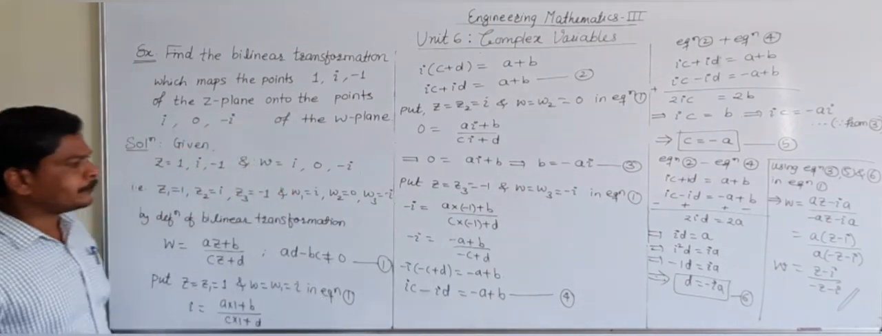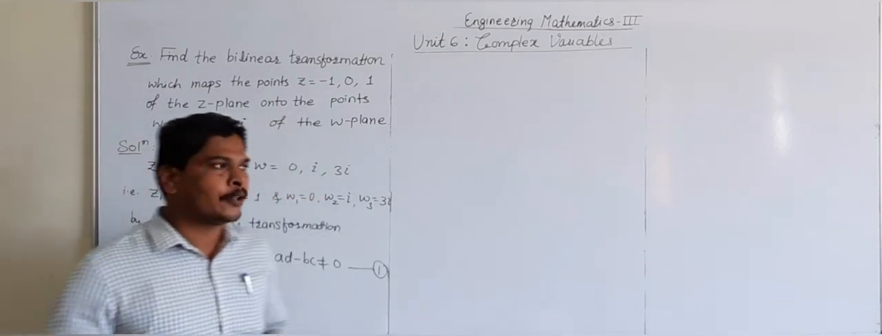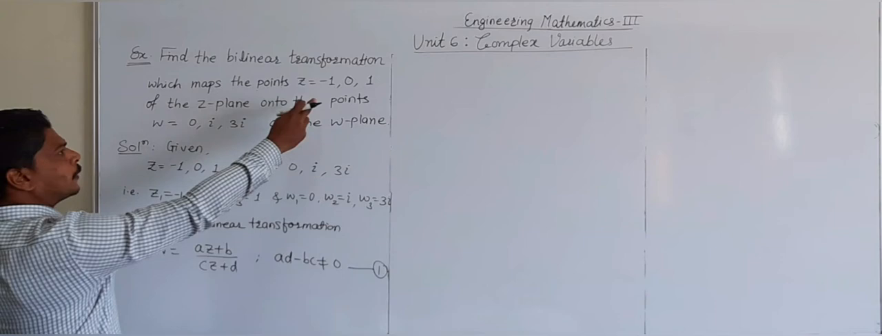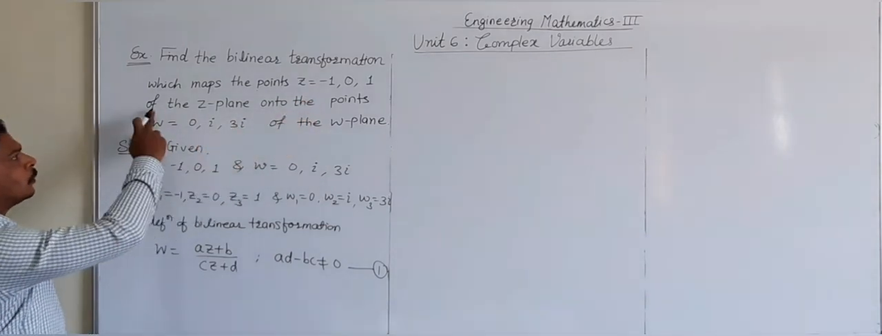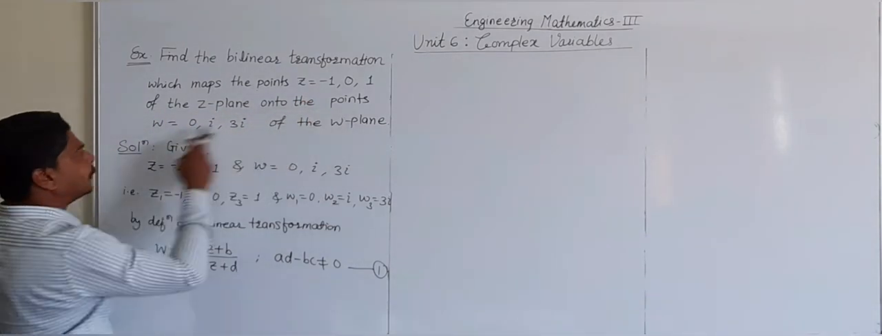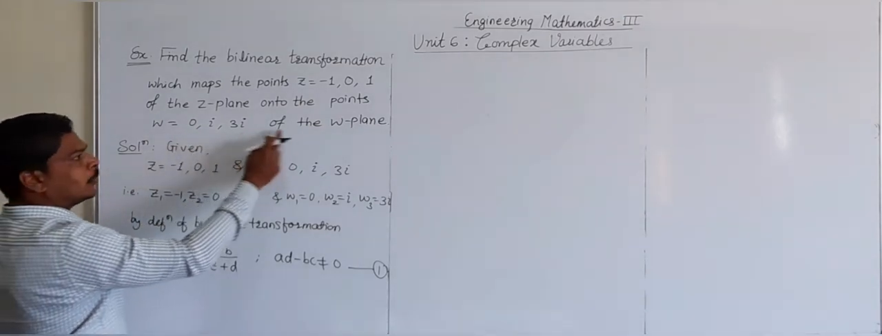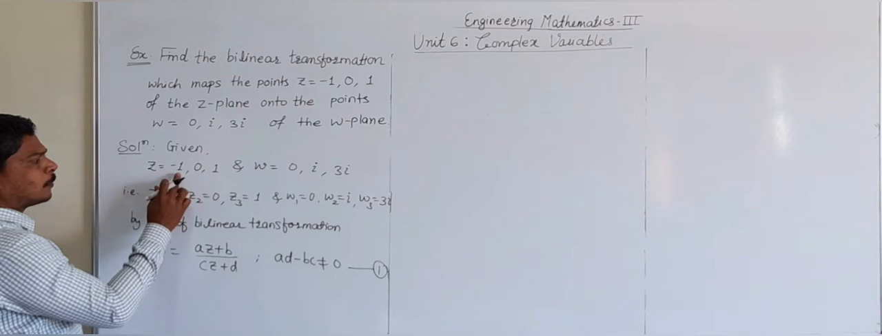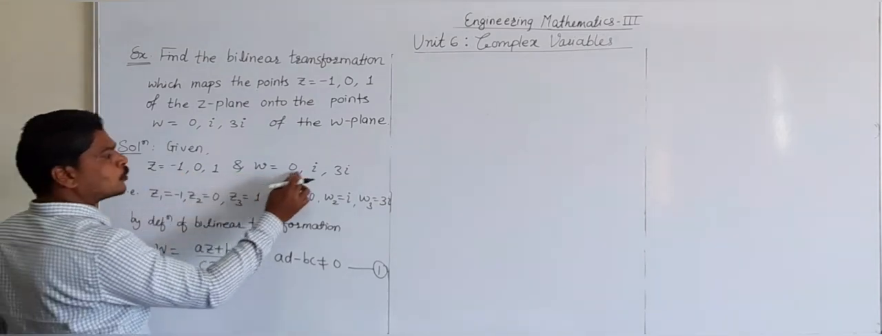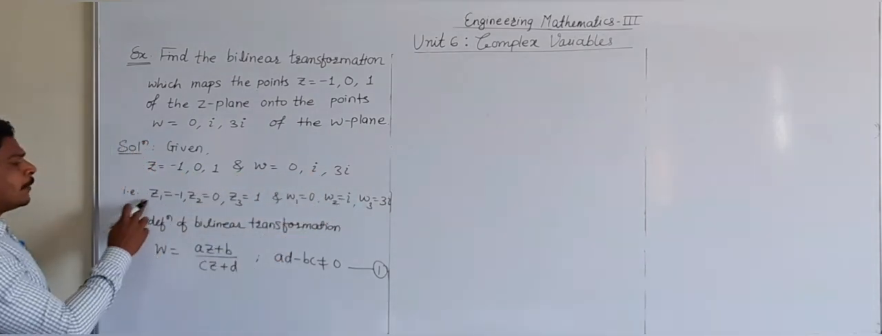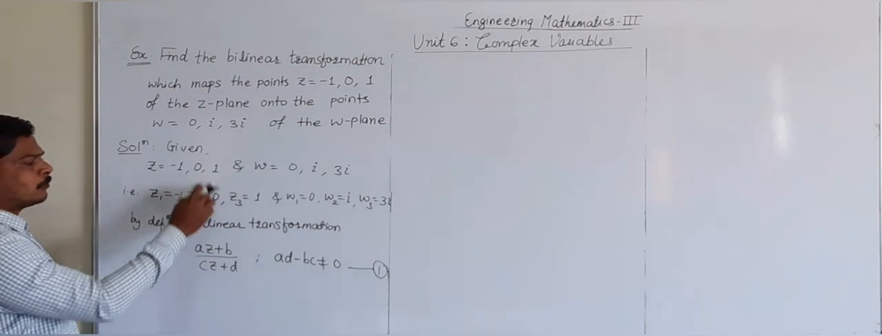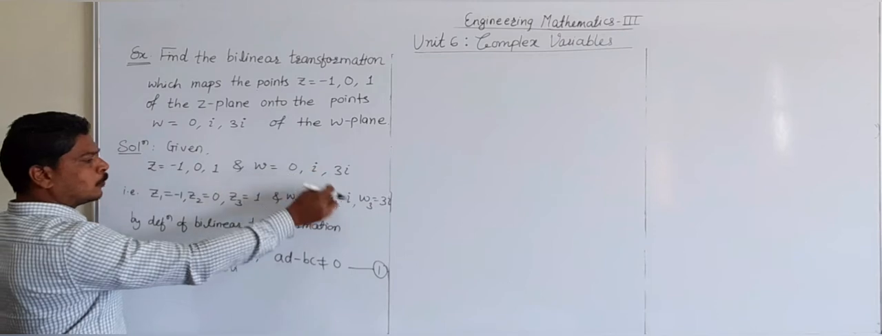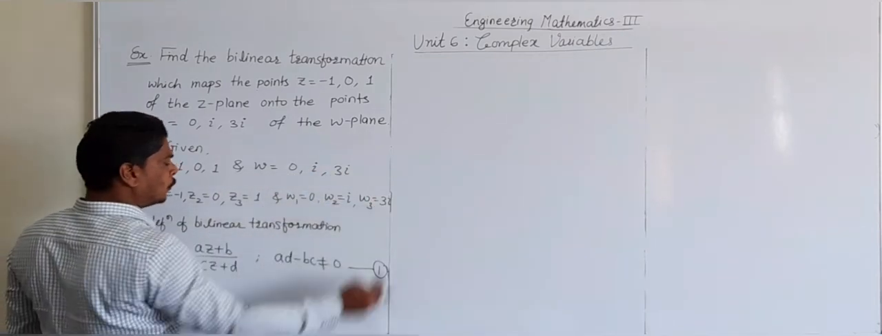Okay. Our next example on bilinear transformation is to find bilinear transformation which maps the points Z is equal to minus 1, 0, 1 of the Z plane onto the points W is equal to 0, I, 3I of the W plane. Okay, so first of all write given thing, given Z is equal to minus 1, 0, 1 and W is equal to 0, I, 3I. So that means Z1 is equal to minus 1, Z2 is equal to 0 and Z3 is equal to 1. And W1 is equal to 0, W2 is equal to I and W3 becomes 3I.